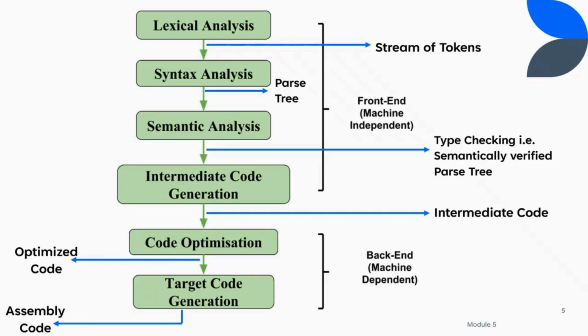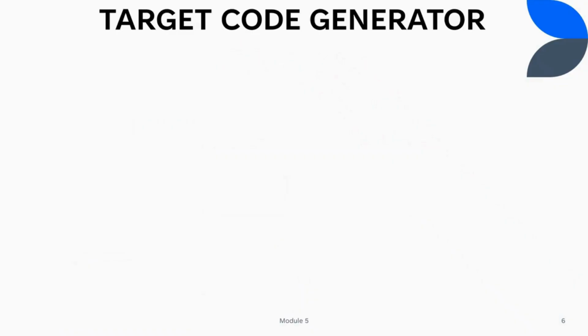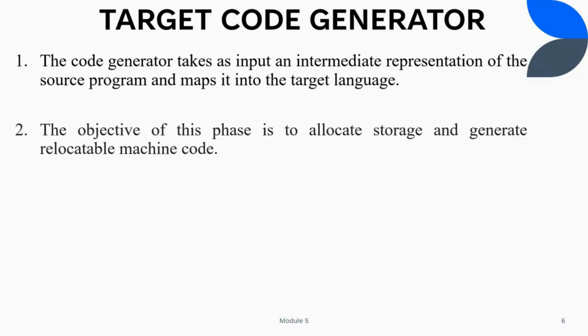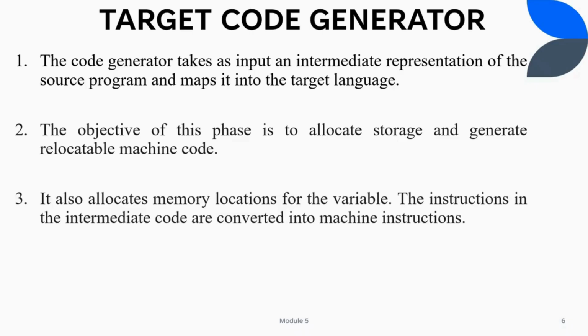The optimized code is then sent as an input to target code generation. The target code generation is responsible for creating assembly code. Let us see how it does. The target code generator takes as an input the optimized code of the source program and maps it into the target language. The objective of this phase is to allocate storage and generate relocatable machine code. It also allocates memory locations for variables.